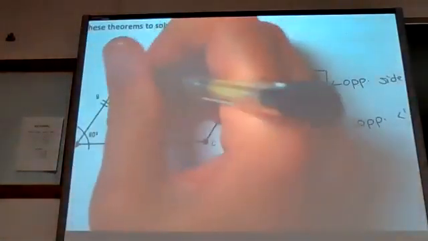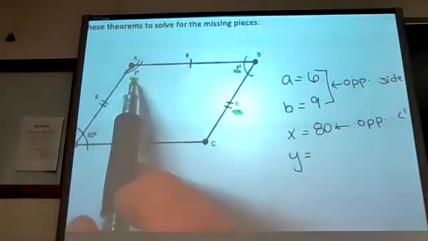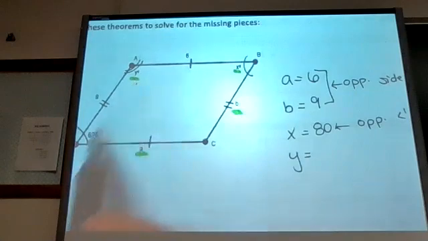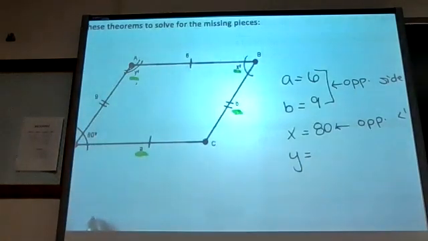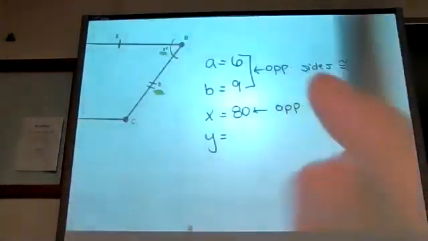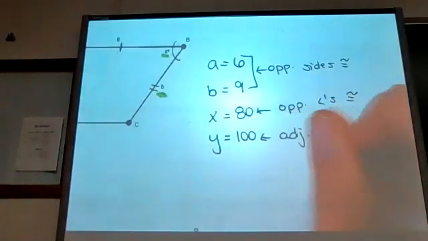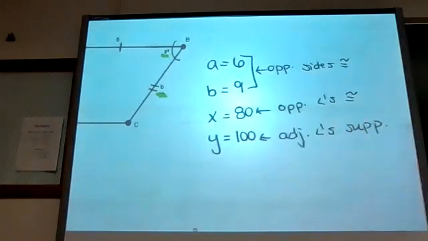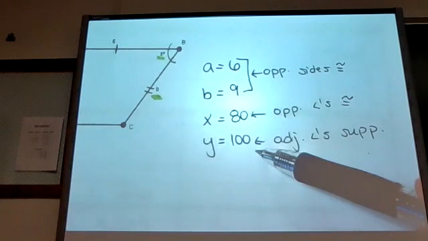So what would Y equal? If this is 80, then Y must be, what if it's supplementary? 80 plus what gives me 180? 100. Yeah, they're supplementary. So to find Y, I know that Y is 100 because adjacent angles are supplementary. These are the pieces we used to find our missing variables.